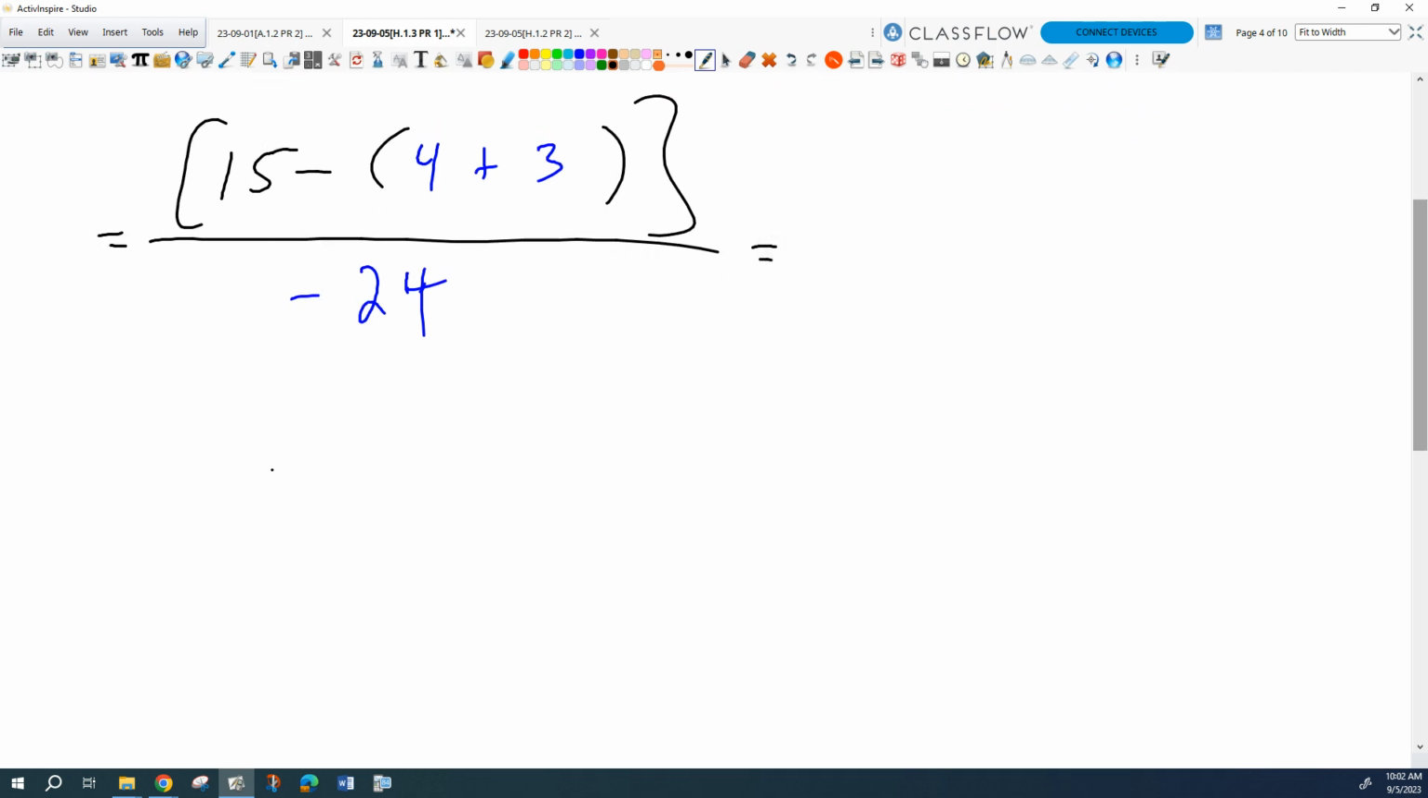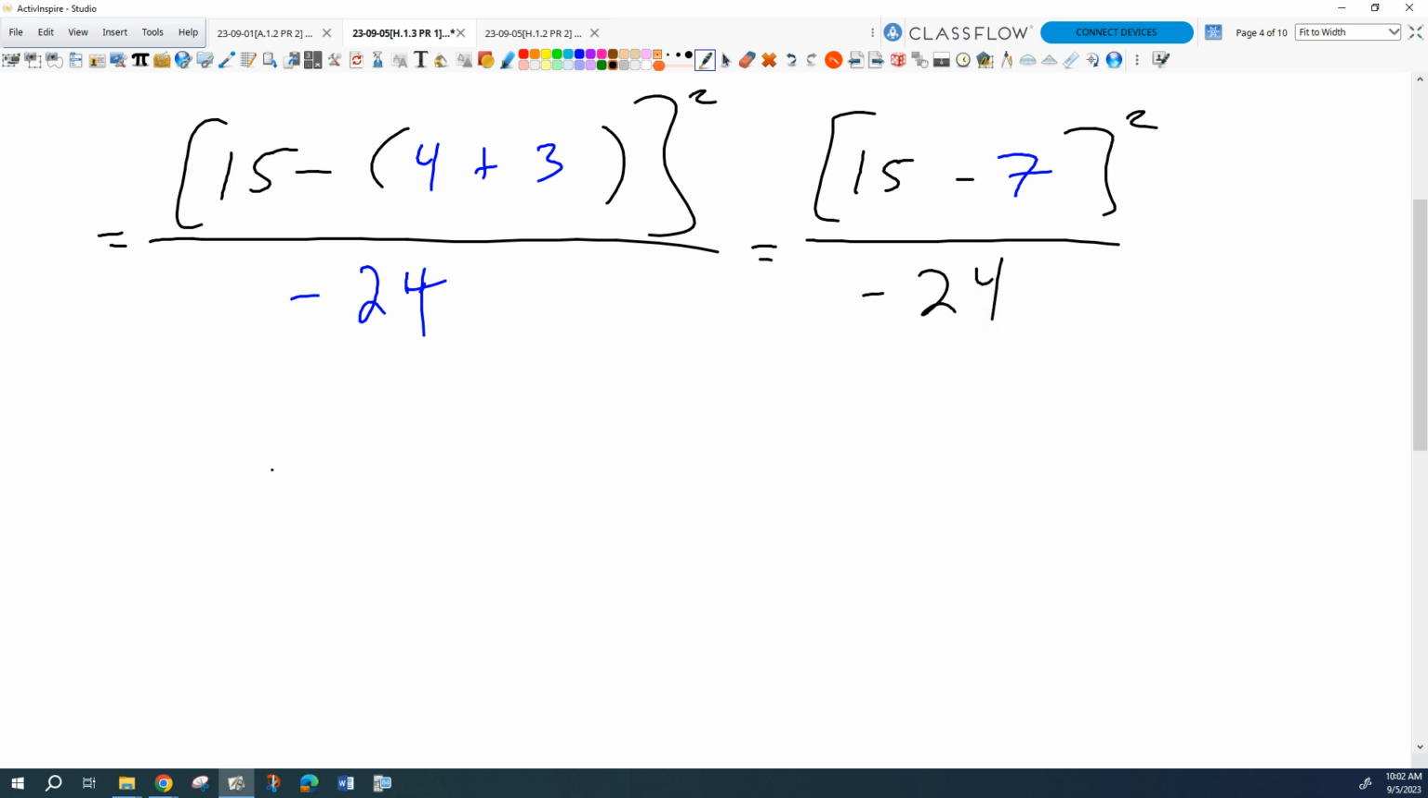Okay, up top. -15 minus 7. Oh, whoops, that's right. There's a squared there. Thank you. And on the bottom, we're done. I've got a -4 top. But before I can square, I've got to subtract inside the brackets. So I'm going to get 8 squared over -24. What's 8 squared?